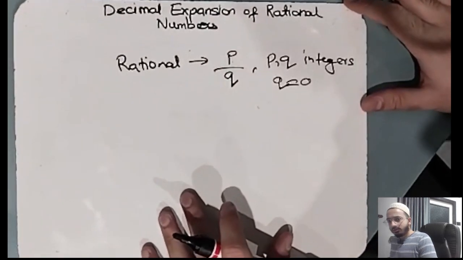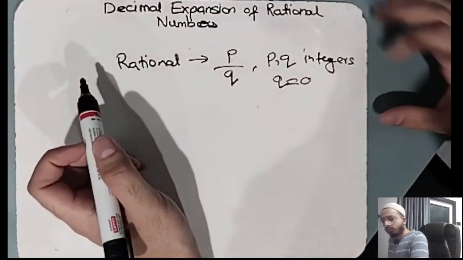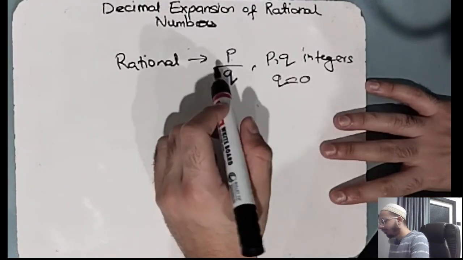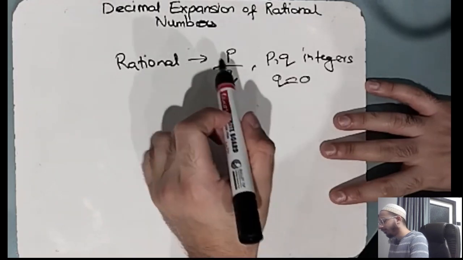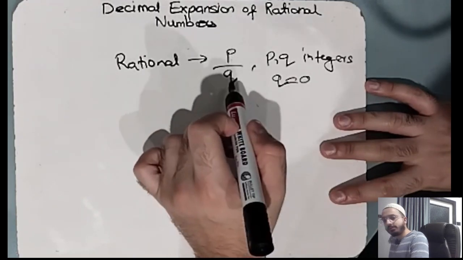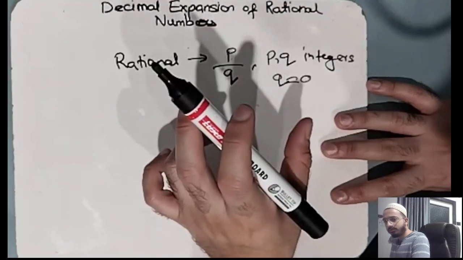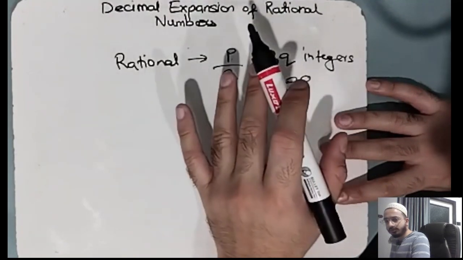Decimal expansion of rational numbers. Now, what is a rational number? A rational number is any fraction, to be specific, which can be represented in the form of p by q, where p and q both must be integers. That means whole numbers which can be negative or positive.